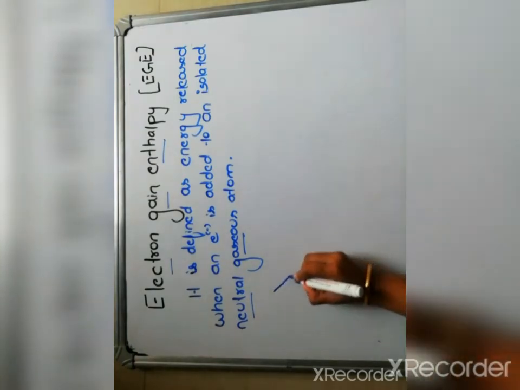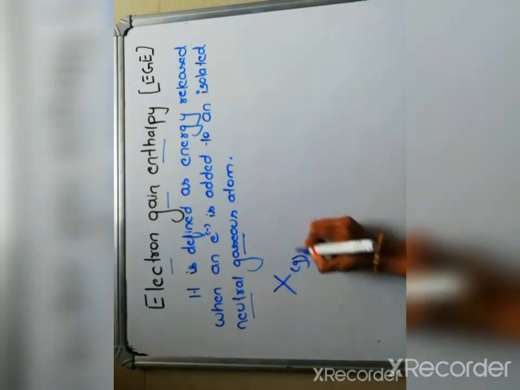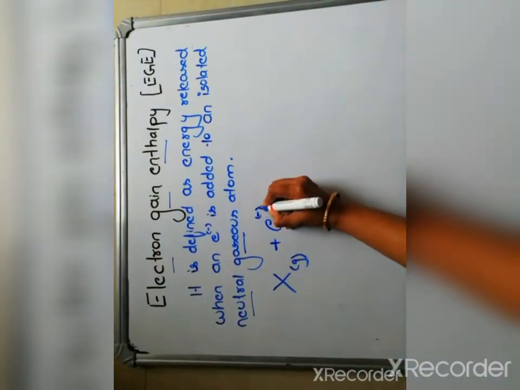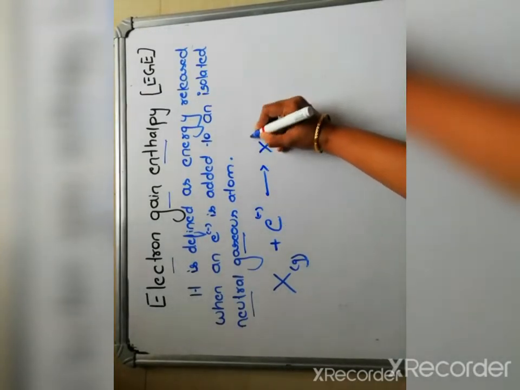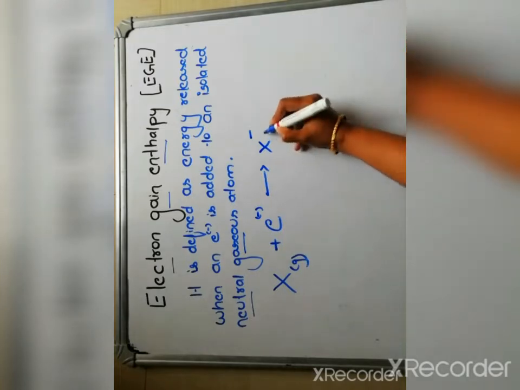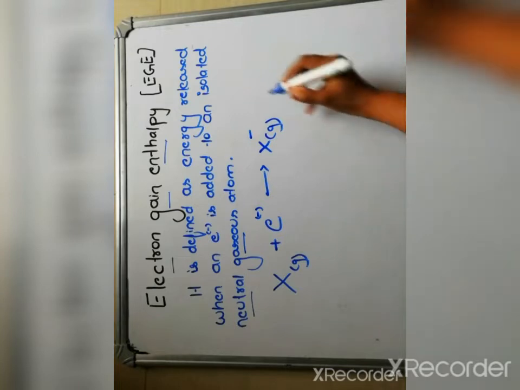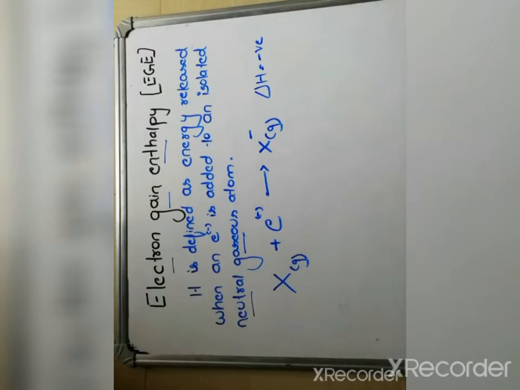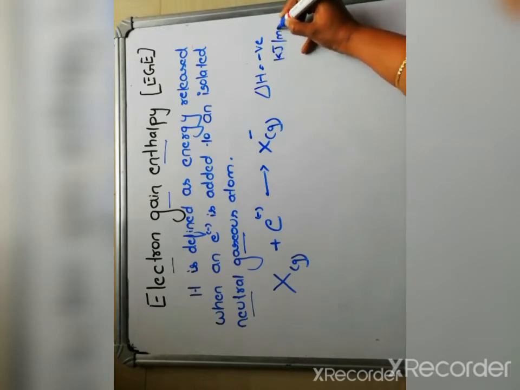For example, consider a general atom X. It should be in the gaseous state. When an electron is added, energy is released. We know that whenever there is a gain of electron, it will form an anion, that is X minus. Whenever energy is released, what happens to the enthalpy? Delta H is negative. The unit is similar to that of ionization enthalpy, that is kilojoules per mole.